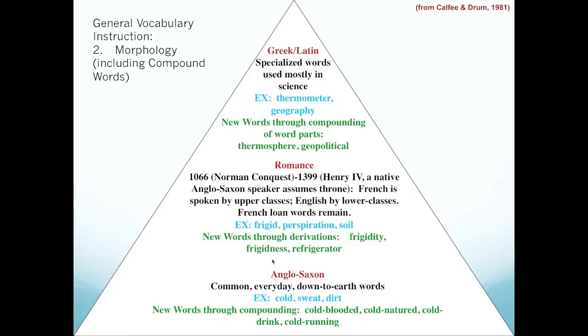For example, in the Anglo-Saxon German layer, we make new words by compounding. In the Romance layer, they're typically derivatives, and sometimes we take a derivative and put it with another word to make a phrase, but we don't compound in the same way we do in German. Now in Greek, it's compounding of words that are root words.